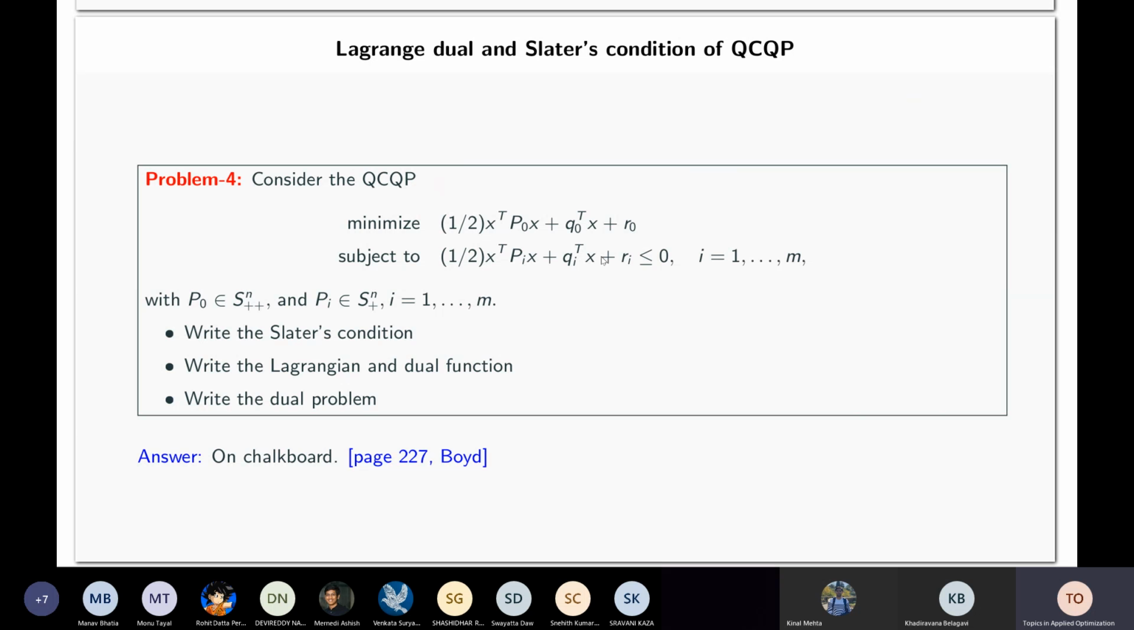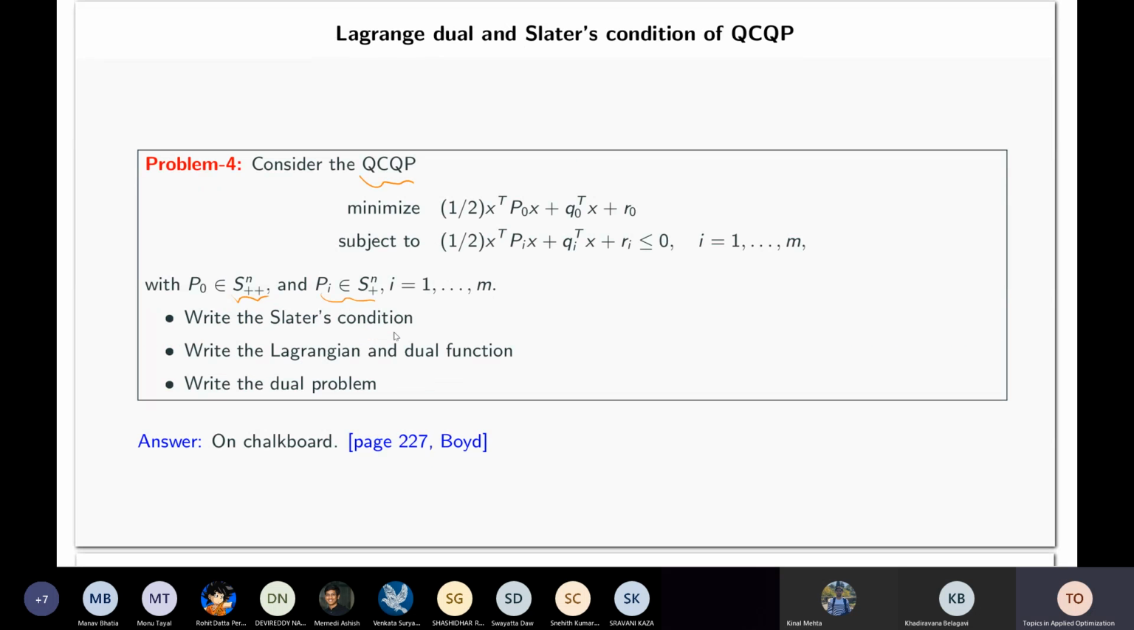Let us see one more problem regarding the Slater condition. This is a QCQP, a quadratically constrained quadratic program. You remember this? Here the standard assumptions that come with a QCQP apply: P naught is strictly positive definite and the P i are positive semi-definite. So write the Slater condition in this case. What will be the Slater condition?